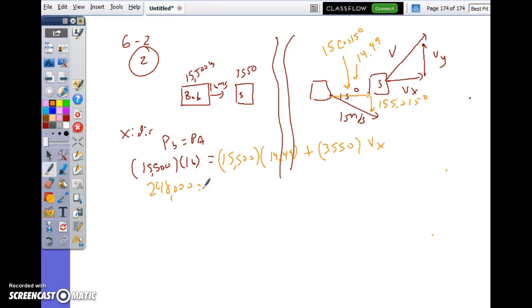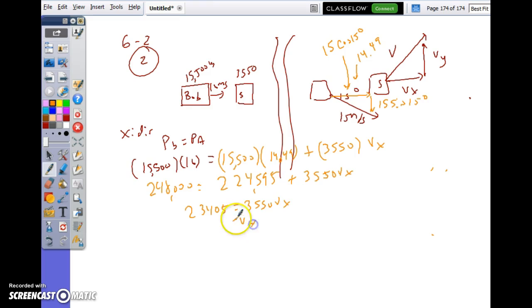2,481,230 equals 15,500 times 14.49. 224,595, something like that, plus 3,550 Vx. So I've got 248,000 minus that answer. And I get 23,405 equals 3,550 Vx.